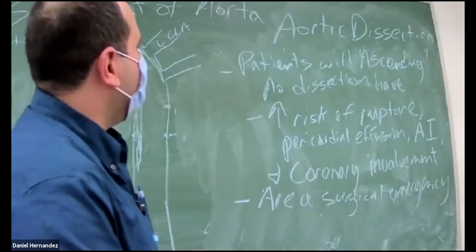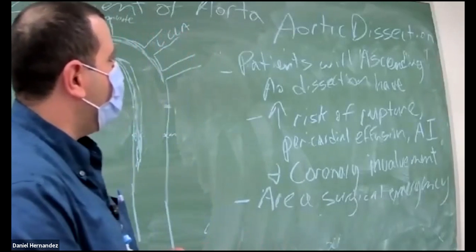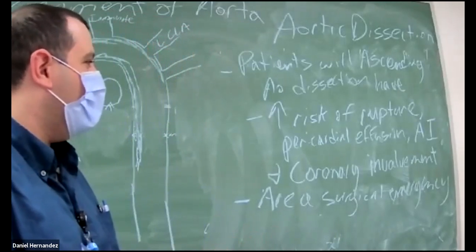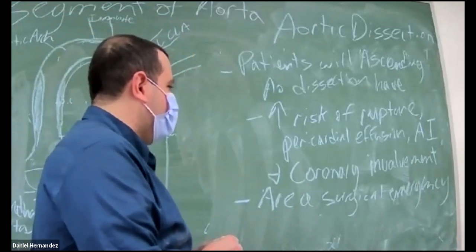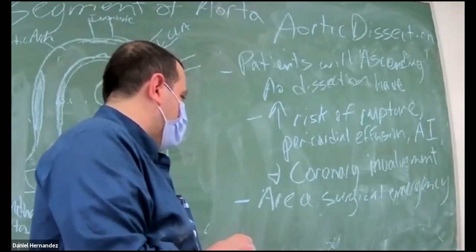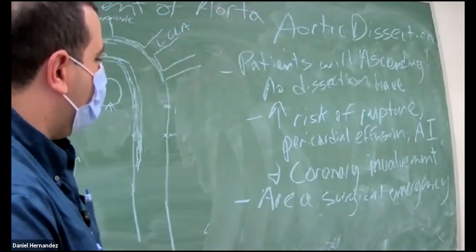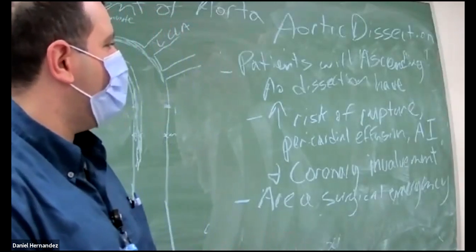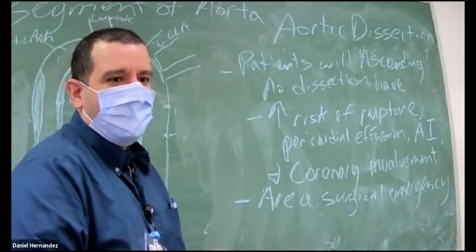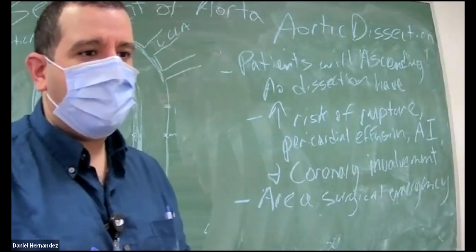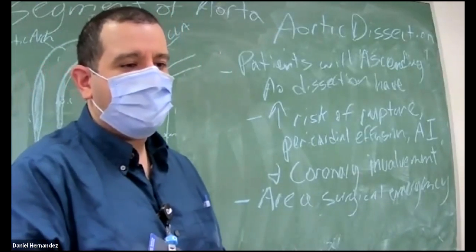Perfect. So patients with an ascending aorta dissection have increased risk of rupture, pericardial effusion, aortic insufficiency, and coronary artery involvement. They are a surgical emergency. So these types of dissections are a surgical emergency. A dissection isolated to the descending aorta can be managed medically unless complications occur.